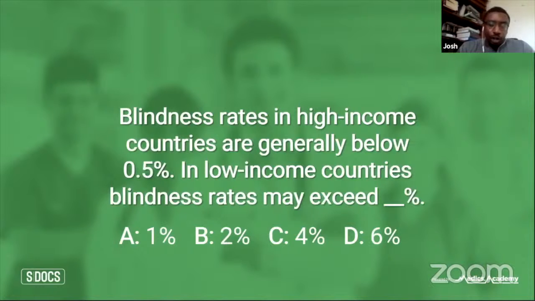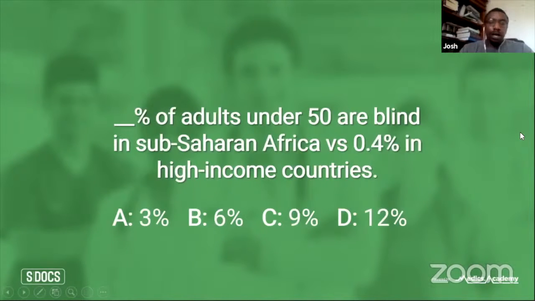Blindness rates in high income countries are generally below 0.5%. In low income countries, blindness rates may exceed blank percentage: A, 1%, B, 2%, C, 4%, or D, 6%. So once again, just have a little think about that and think of what your answer could be. And the answer for this is 2%. Blindness rates in low-income countries may exceed 2%. And again, you're already starting to see the idea of the disparity that is really evident in global blindness.